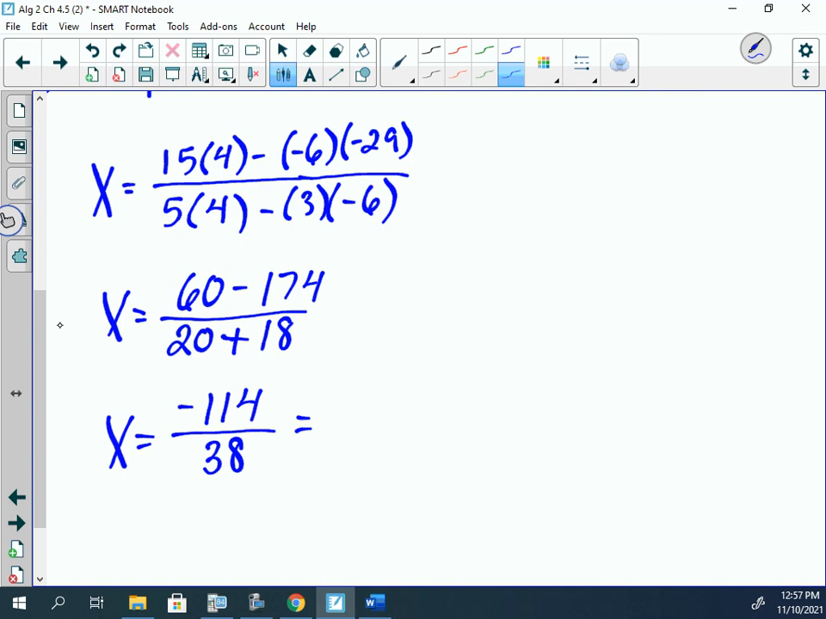Now let's see if we can simplify this. It would be nice if it does simplify evenly. Negative 114 divided by 38 is negative 3. So the value of x is negative 3. Questions on this here?